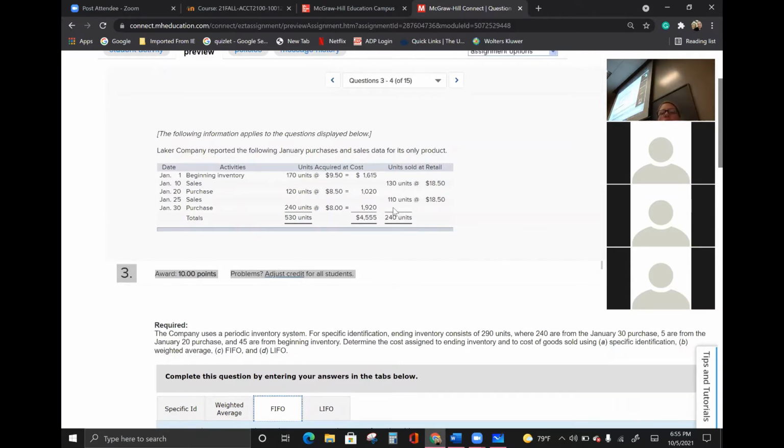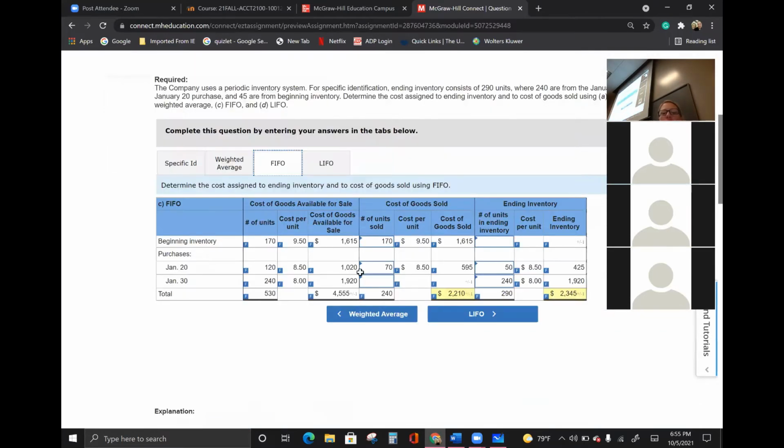Well, of the 240 units, I want to go back. What did I have first? I had 170 units. So I've got to use those first to sell because I'm going back to my first ones. So I have 170 units at $9.50. So I'll list this out, 170 times 9.50, calculate my cost out, just multiplying. And then how many do I have left?